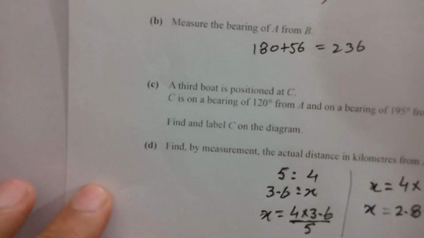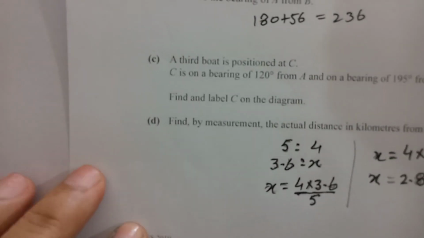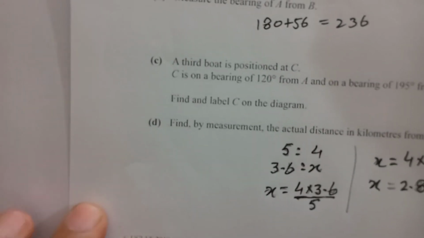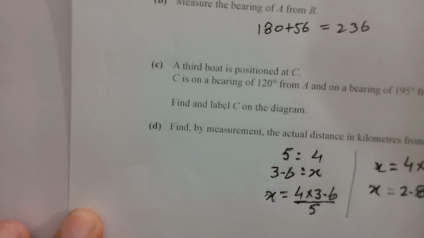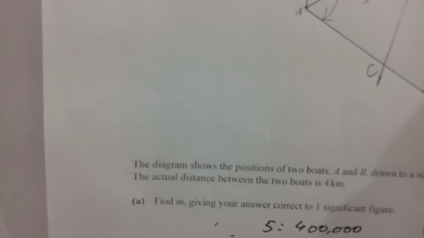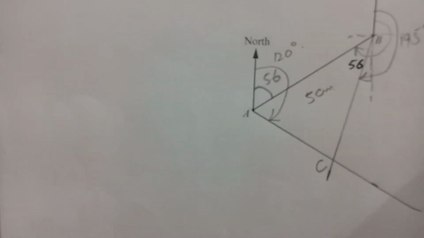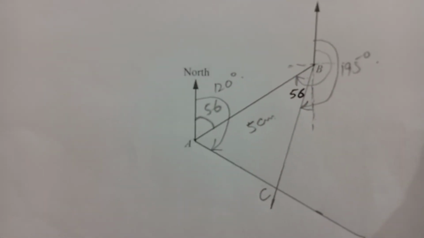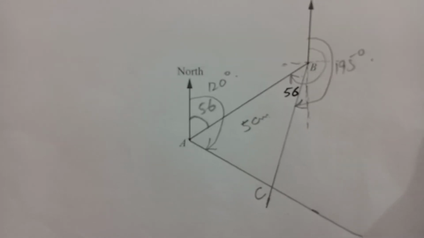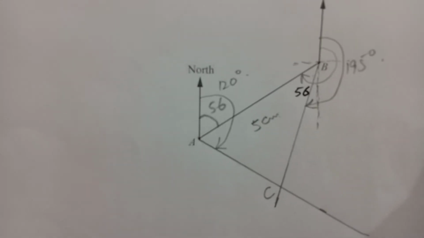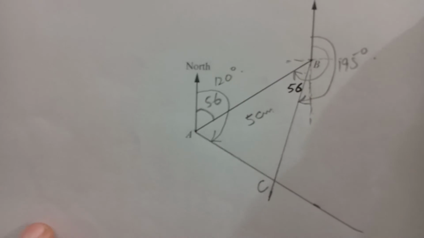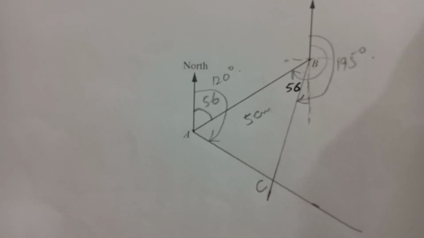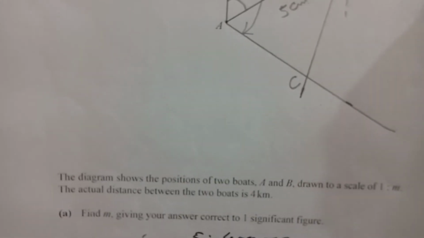In part C, a third board is positioned at C. C is at a bearing of 120 degrees from A. You can see on the diagram I have drawn the bearing of 120 degrees, and then on a bearing of 195 degrees from B, you can see the bearing of 195 degrees from B. So you will get the point C.